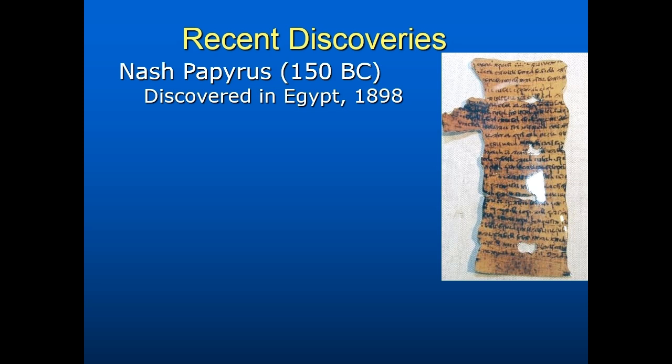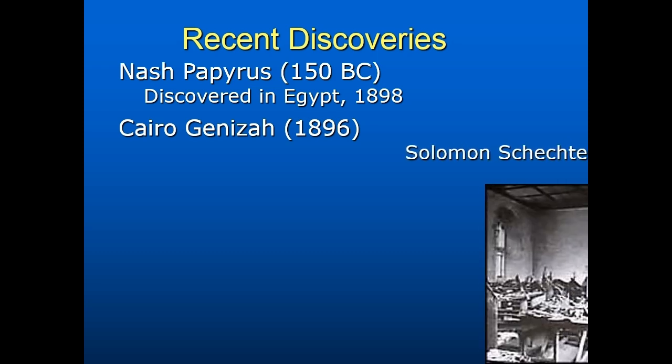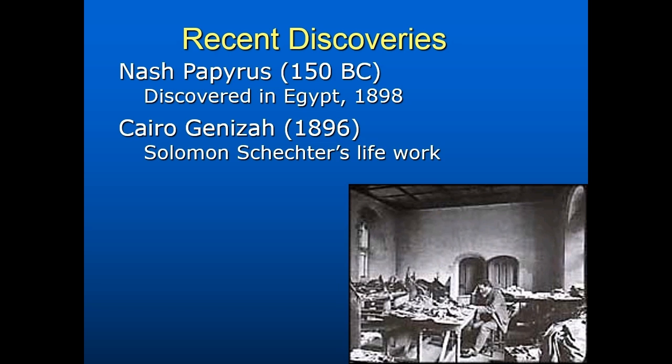At around the same time, though, Egypt gave up another treasure, the Cairo Geniza, which was explored in 1896. You will recall that the Geniza was a repository of worn-out manuscripts, and this one was a bonanza. Solomon Schechter took over the task of cataloging, studying, and publishing its contents, and it became his entire life's work.